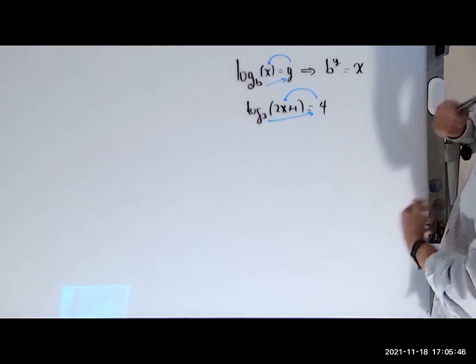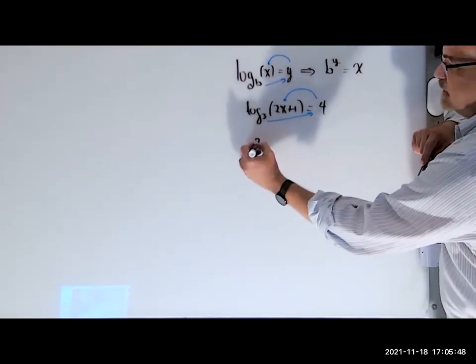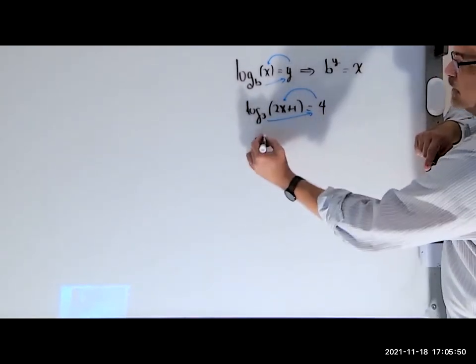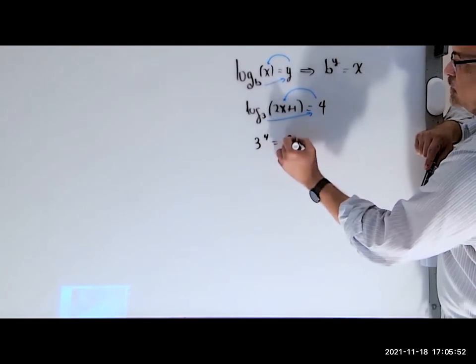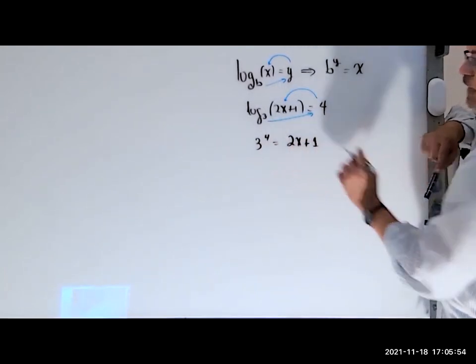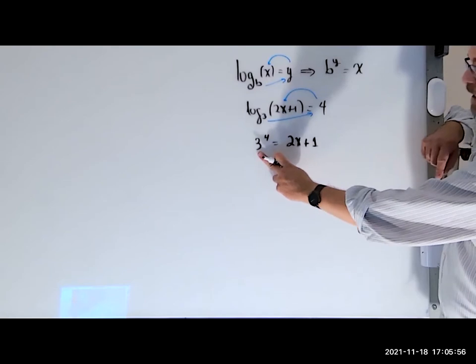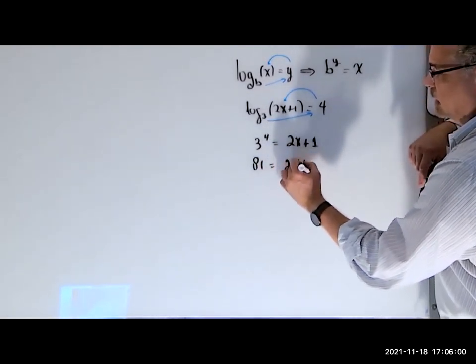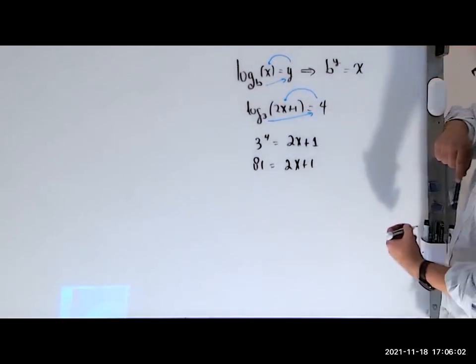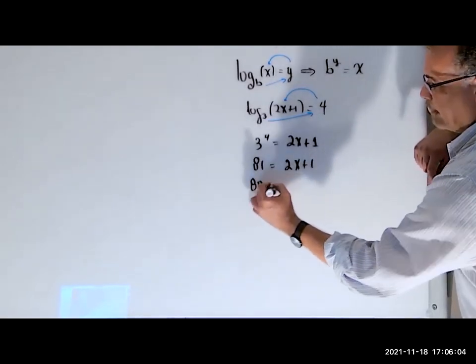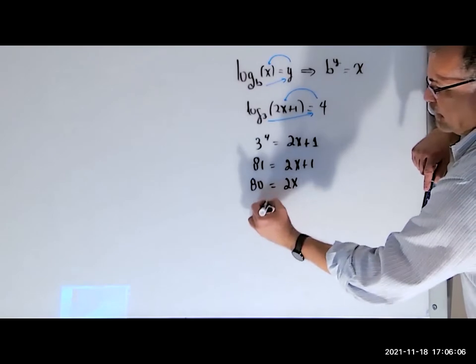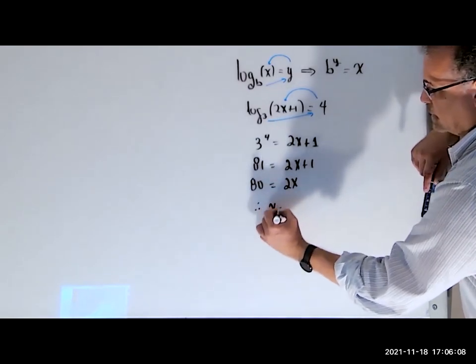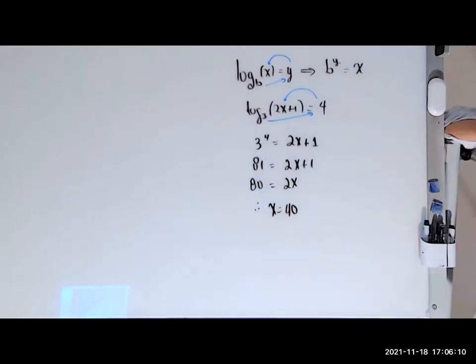Okay, so let's see what happens here. The base is 3, the exponent is 4, equals 2x plus 1. 3 times 3 is 9, 9 times 9 will be 81 equals 2x plus 1. I subtract 1, so I have 80 equals 2x, divided by 2. Therefore, x equals 40.